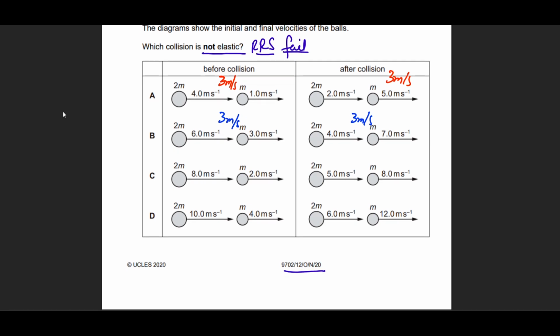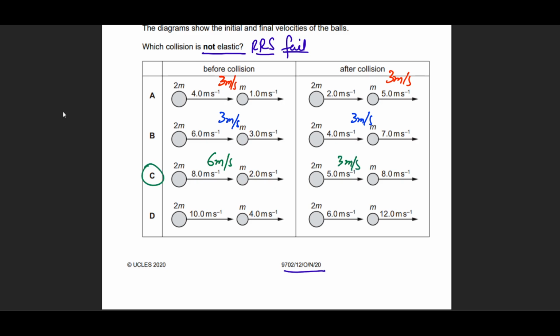In option C, we see 8 and 2 moving in the same direction. So this should be 8 minus 2. This will be 6 meters per second. But after the collision, we see this is 8 and 5. Same direction, we should subtract them. So 8 minus 5 will give me an answer of 3 meters per second.